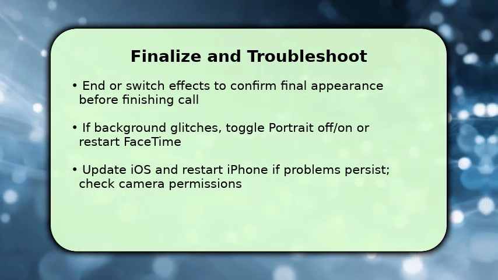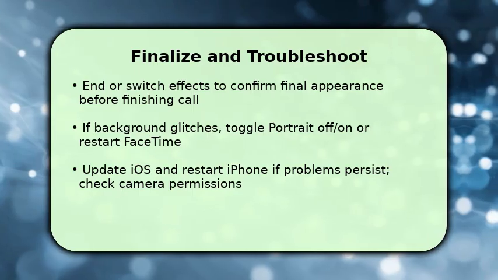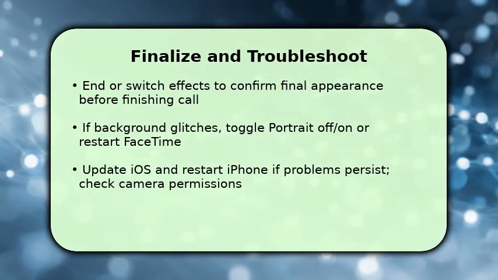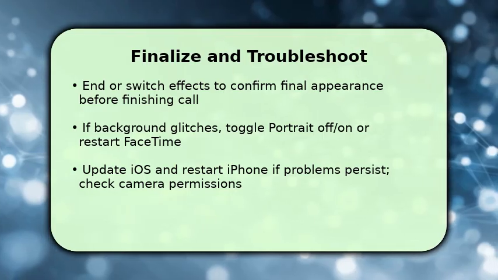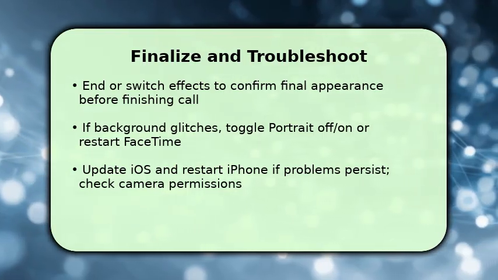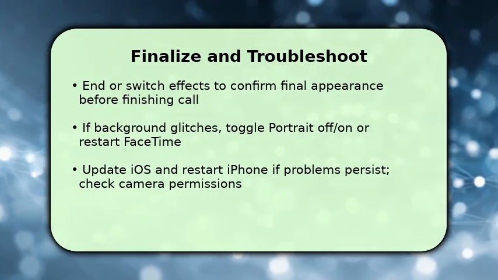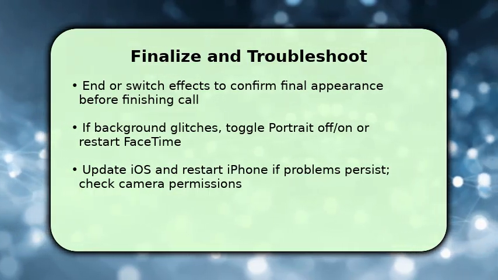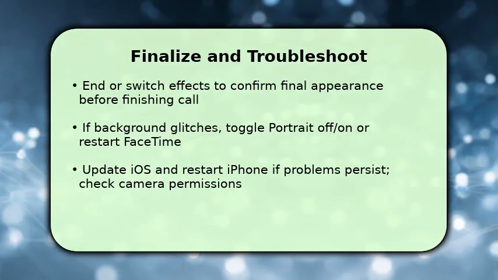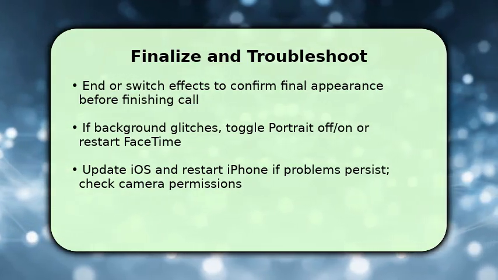If you notice glitches, flicker, holes, or odd edges, toggle Portrait off and on because that forces a fresh mask calculation. If toggling fails, end the call and relaunch FaceTime. Worst case, update iOS and restart your iPhone to reset the camera stack. Make sure FaceTime has camera access in settings so the TrueDepth sensor can function correctly.